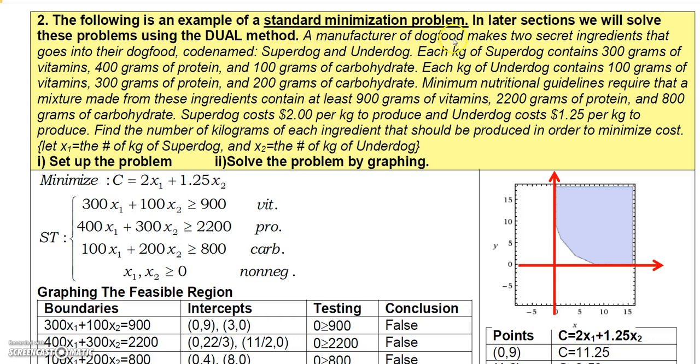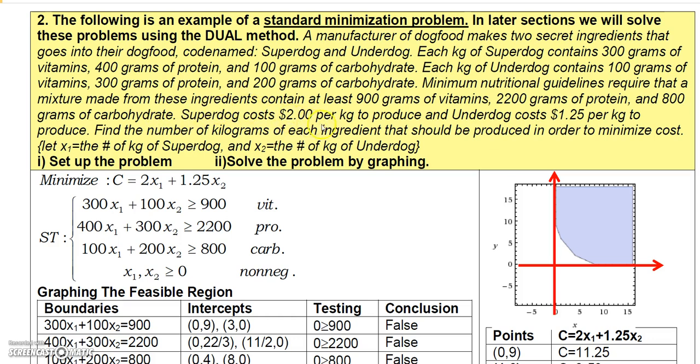Here we have a manufacturer of dog food that makes 2 secret ingredients that go into their dog food, and they codenamed it Superdog and Underdog. Each kilogram of Superdog contains 300 grams of vitamins, 400 grams of protein, and 100 grams of carbohydrates. Each kilogram of Underdog contains 100 grams of vitamins, 300 grams of protein, 200 grams of carbohydrates. The minimum nutritional guidelines require that a mixture made from these ingredients contain at least 900 grams of vitamins, 2,200 grams of protein, and 800 grams of carbohydrates.